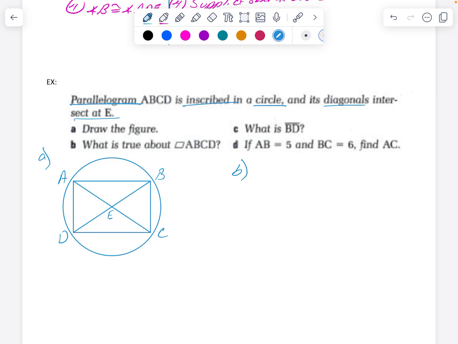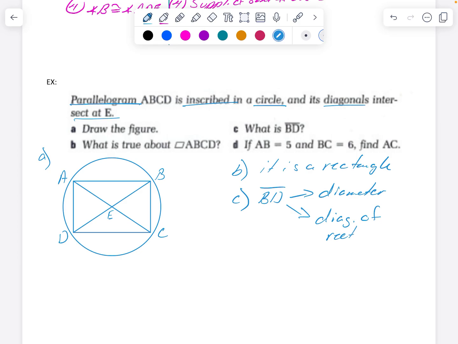B, what is true about parallelogram ABCD? That it is a rectangle, and we know that. What is BD? Well, BD is a diameter of the circle, right? And it's also a diagonal of rectangle ABCD.